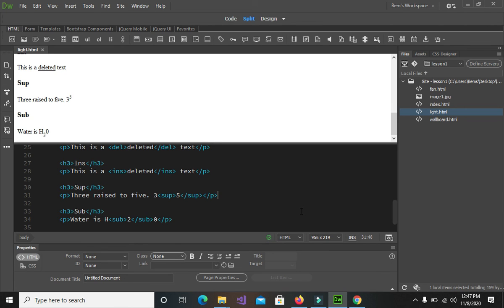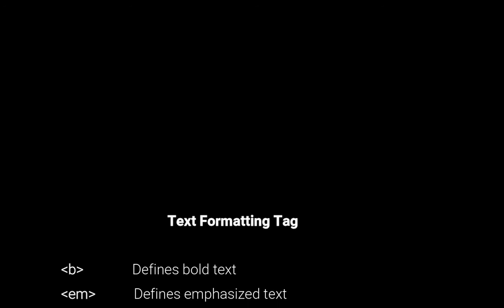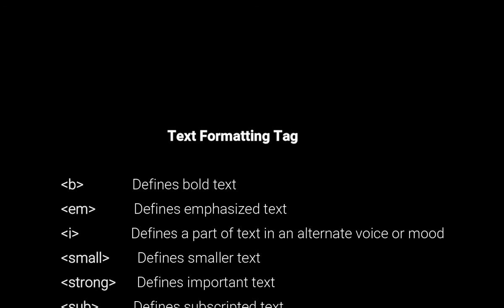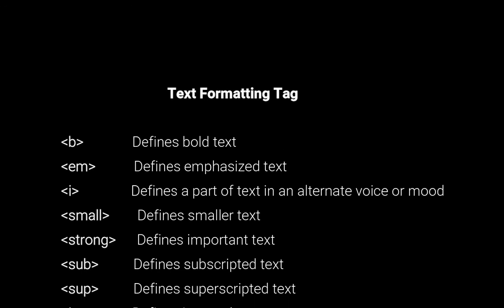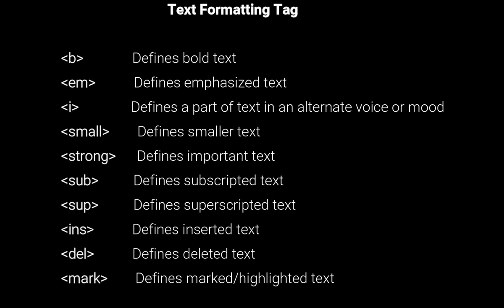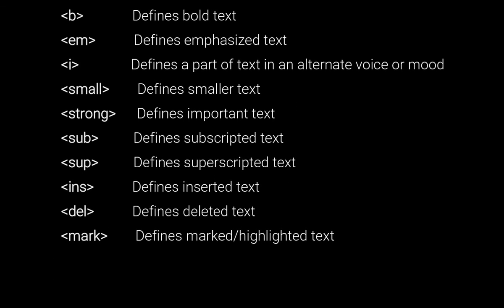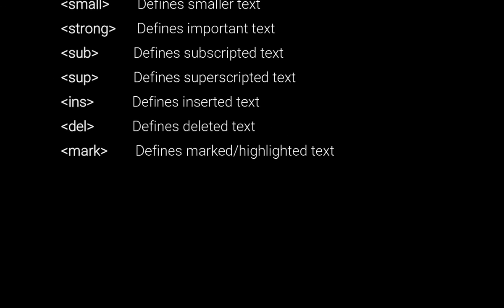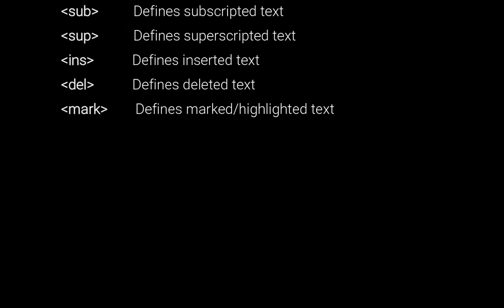To summarize everything, what we have discussed in this lecture are the following formatting tags. B defines bold text, EM defines emphasized text, I defines a part of the text in an alternative voice or mood, small defines smaller text, strong for important text, sub for subscripted text, and sup for superscripted text, ins for inserted text, del for deleted text, and mark for highlighted text.